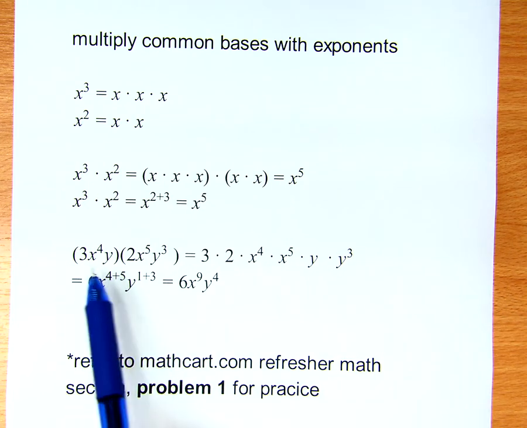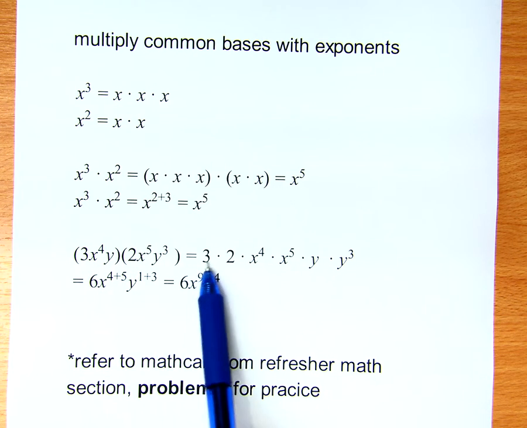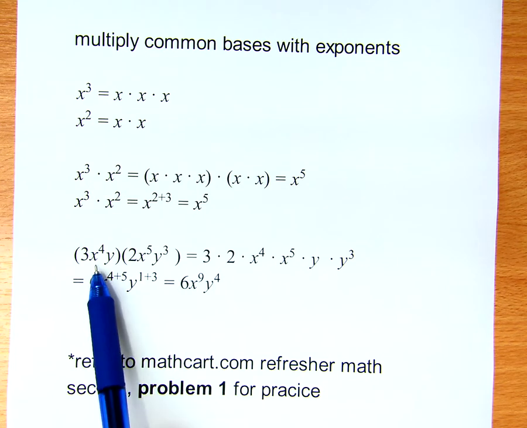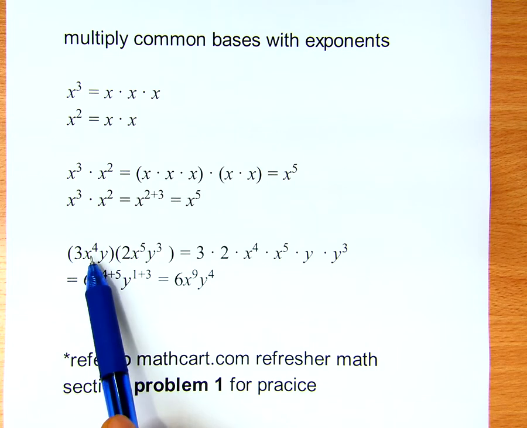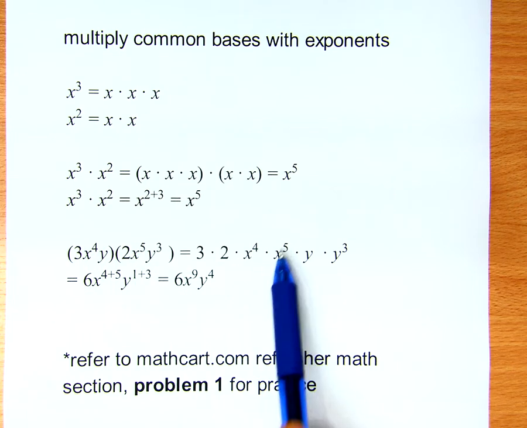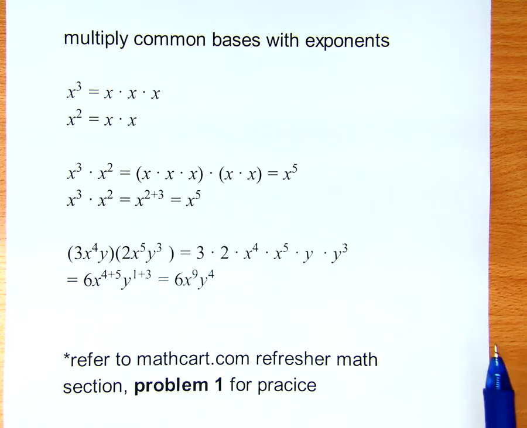So I'm going to multiply the number 3 times the number 2, and I get 6. Now, I'm going to want to figure out how many total x's I have. So I'm going to add this 4 plus this 5 to tell me that I have 9 x's.